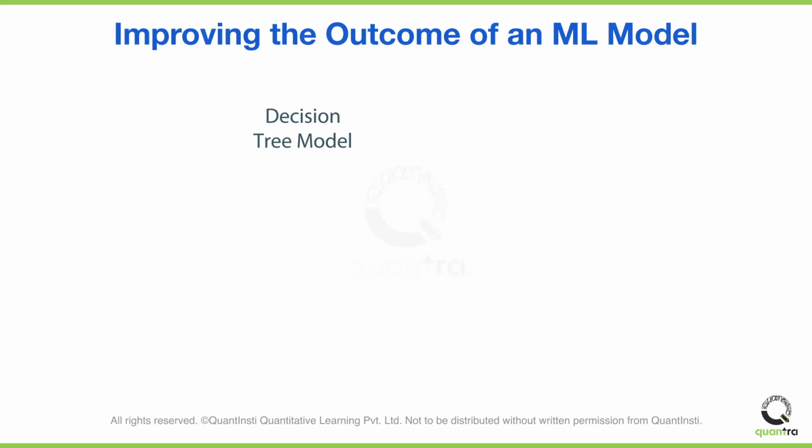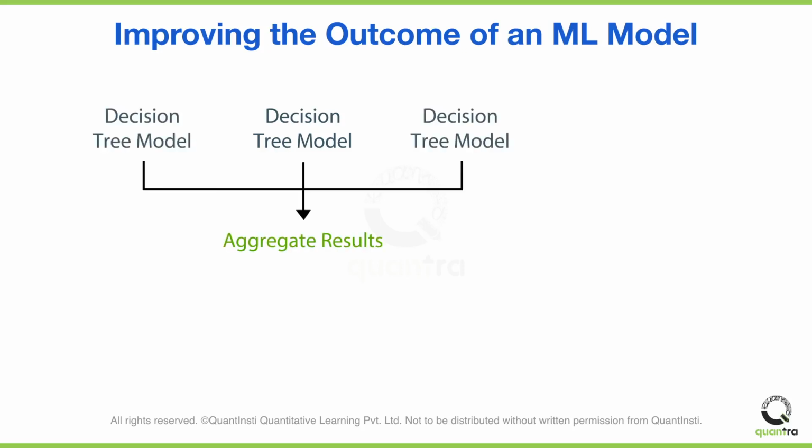So far, you have looked at improving the decision tree model. What if you could use multiple decision trees and then aggregate the results to provide one output? This can be done by using a random forest model, which is an ensemble model.